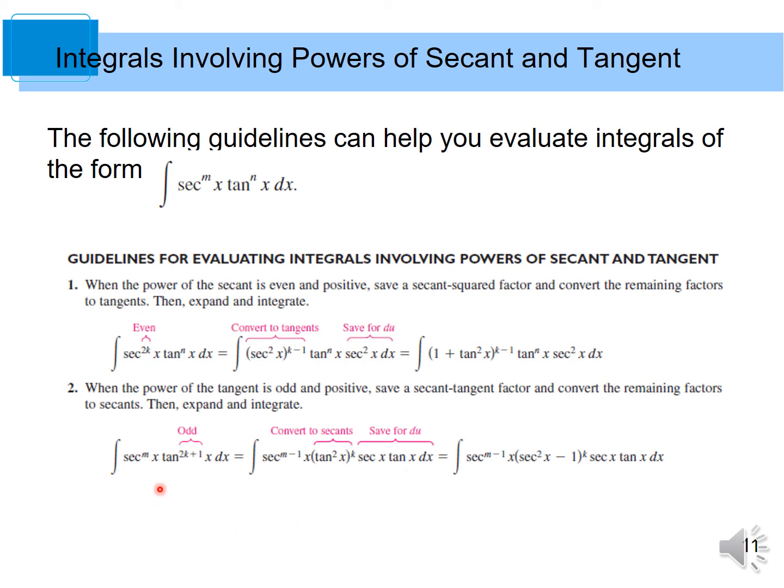And we can break the secant power to the m of x into the secant power to the m minus 1 of x times secant x. Then we will get this form.